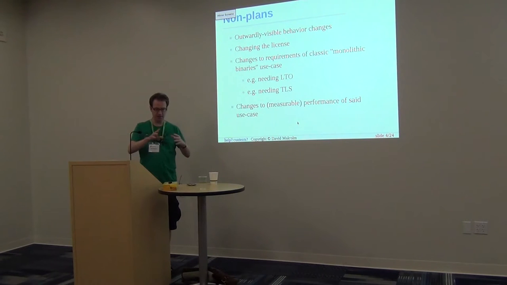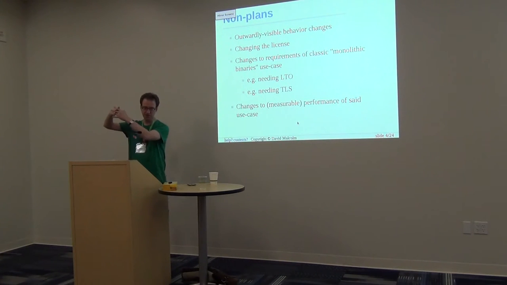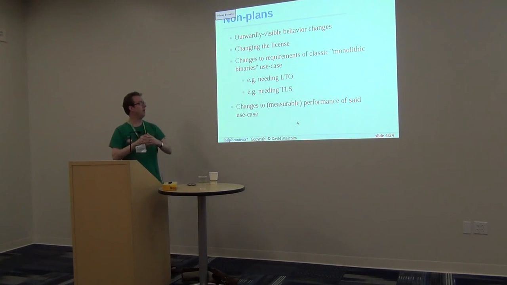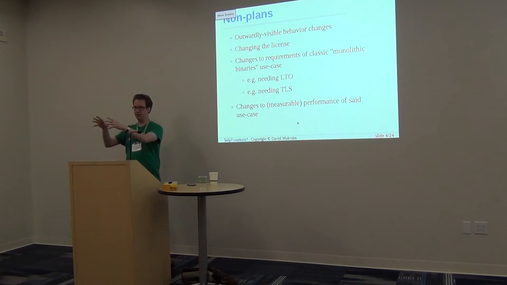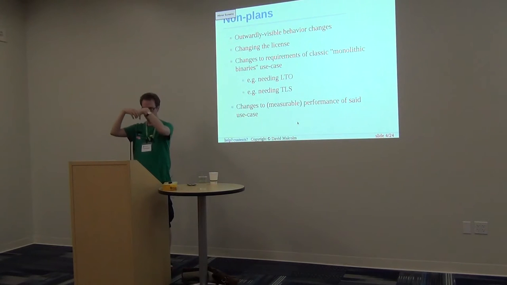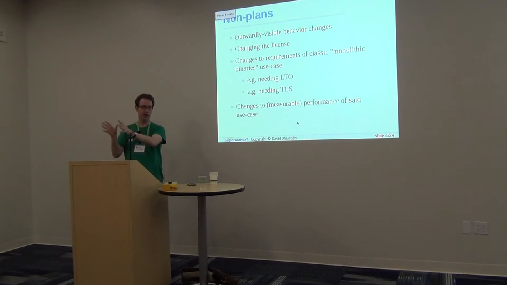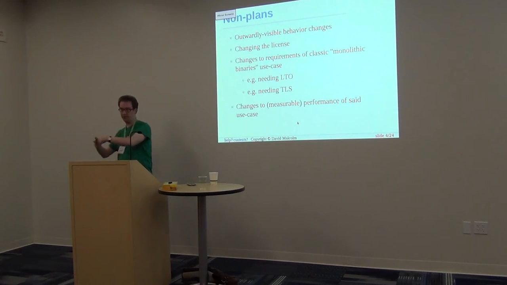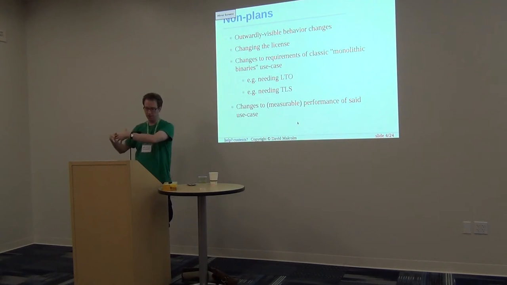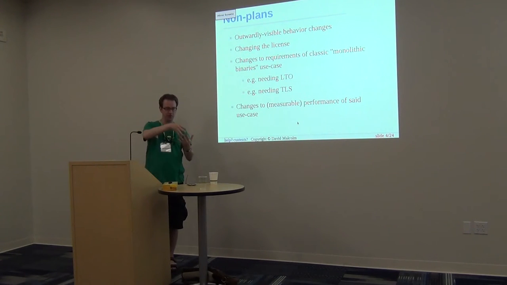So there's basically the classic use case, which I call the monolithic binaries use case, where you have your GCC, your CC1, CC1 plus, and all of that, versus shared libraries. And I don't want to change the measurable performance of the classic use case. So I want the same code base to be built as either one or the other without impacting the measurable performance of that. There will be a performance hit for the shared libraries relative to the monolithic binaries, even if only because we have position independent code.